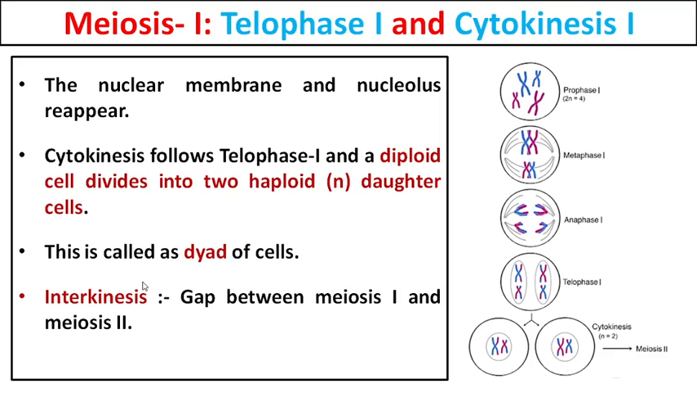There is interkinesis, like an intermission, an interval. So there is interkinesis between meiosis 1 and meiosis 2. There is a small gap between meiosis 1 and meiosis 2. In this gap, there is no DNA replication. Okay, always remember this. There will be no DNA replication.